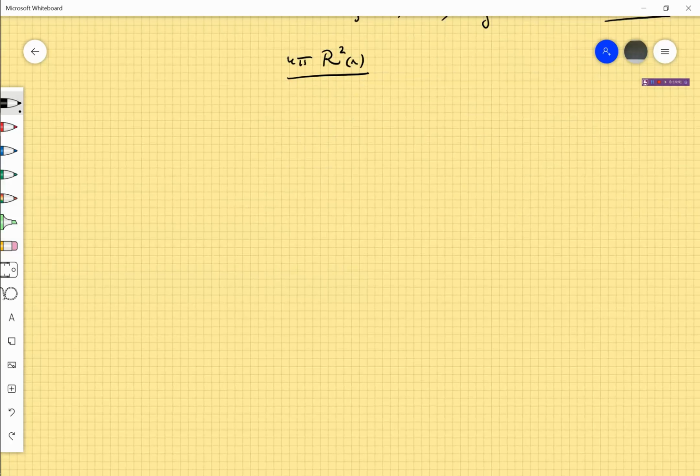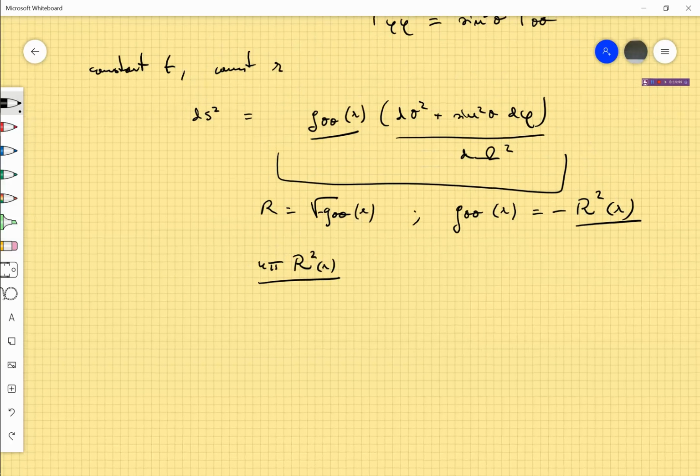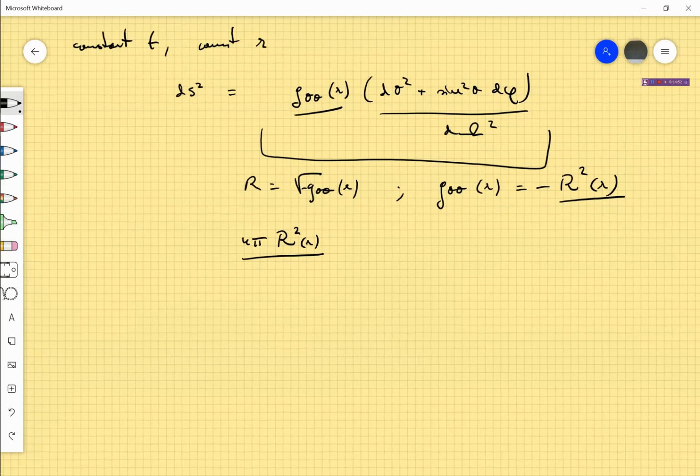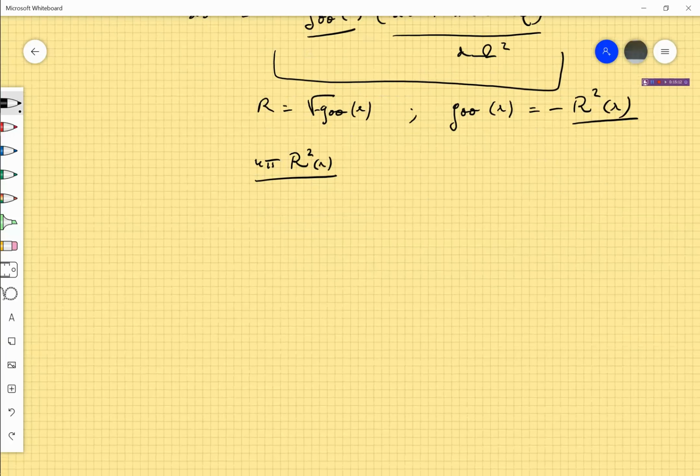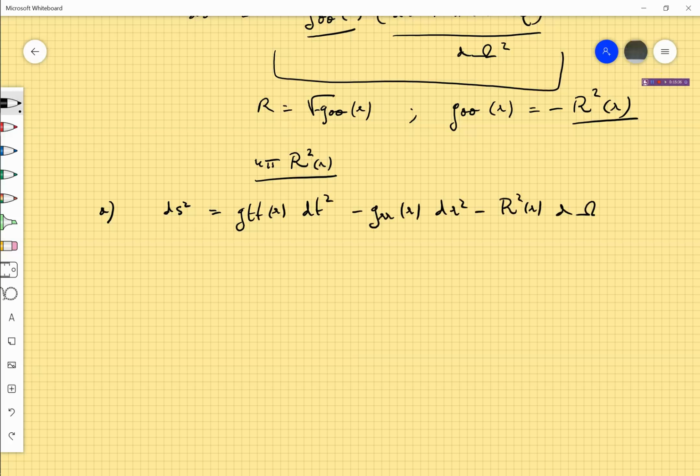Now let's see if we can redefine r. Since it doesn't have a very particular meaning, we can reparameterize r by another r and still keep this form of the metric. The functions g tt and g rr will be functions of the new r, but we may use this to get rid of some of the components. You can do this in several ways. Let's go this way. Let me write the metric first in this form, with minus R squared d omega squared.